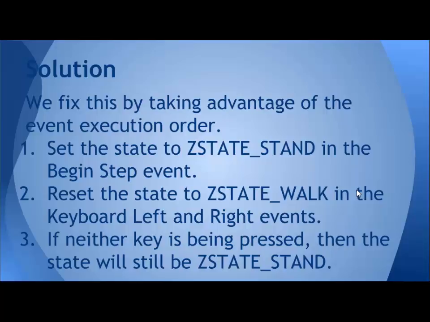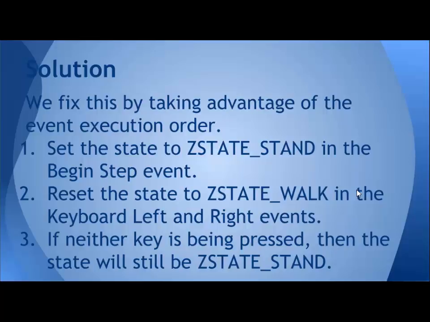This is where the begin step comes into play. We fix this by taking advantage of the event execution order, the order I just went over. You want to set the state to zstate stand in the begin step event, and then reset the state to zstate walk in the keyboard left and right events. If neither key is being pressed, then the state will still be zstate stand. So even though you might be moving from frame to frame, we're putting it in the standing state right there in begin step before it ever gets drawn. And then it'll process the keyboard and set the correct state, either walk or stand.